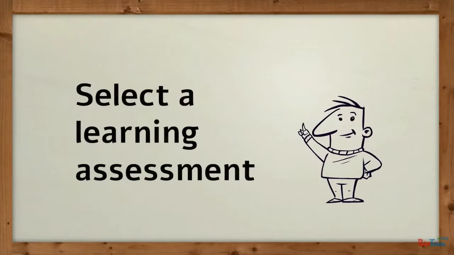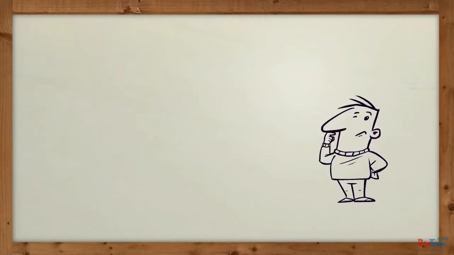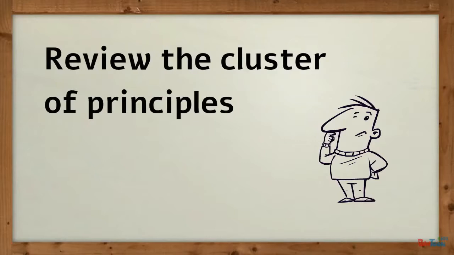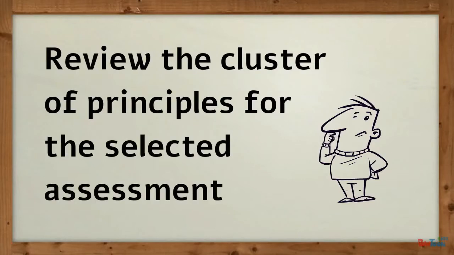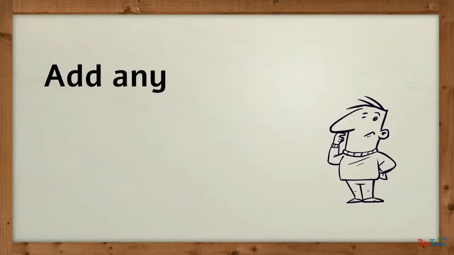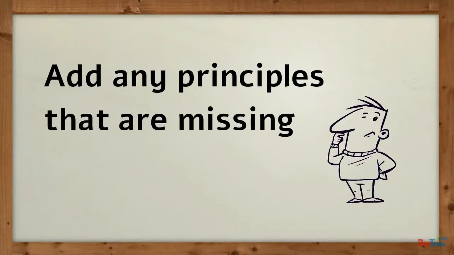The first step is to select one of the learning assessments that you developed in the last unit to focus on. Next, start with the cluster of principles you already developed when you were designing the whole course. This is the cluster that you selected to design the learning assessment for. As you review the principles that you identified in your cluster, look for any gaps that need to be filled by adding one or more principles that will help your learners successfully learn what all the principles are.